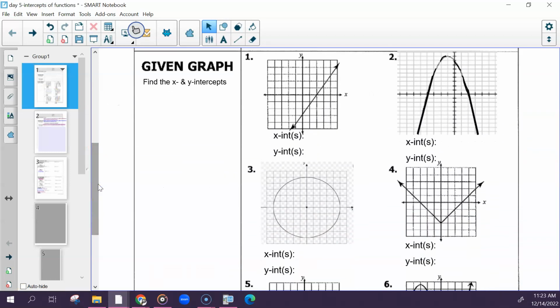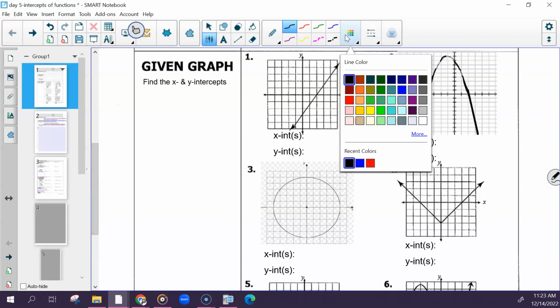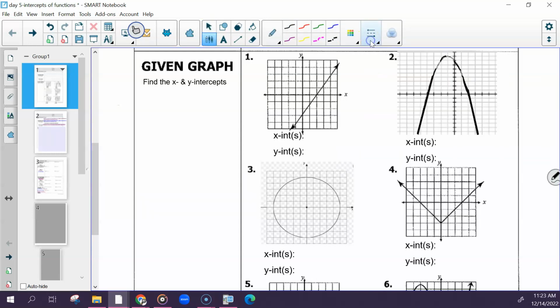So let's start with number 1. We are given a graph, so we're going to start off by finding x and y intercepts graphically. I'm going to outline my x and y axis. You don't have to do that, but if it helps you see, do that. And then we need to find where that line crosses the x and y axis. Plot the point there, and we're going to list them as ordered pairs.